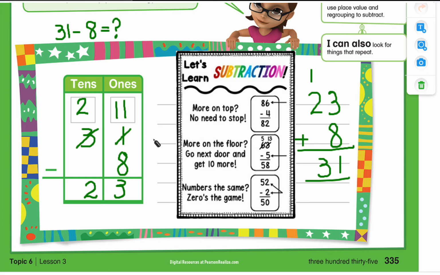This is a standard algorithm method. That means using the place value and regrouping. We have used it, and I want you to focus on the subtraction poem that really helped us figure out how to solve it. If we have more on top, no need to stop. More on the floor, you go next door and get 10 more. Numbers the same, 0 is the game.